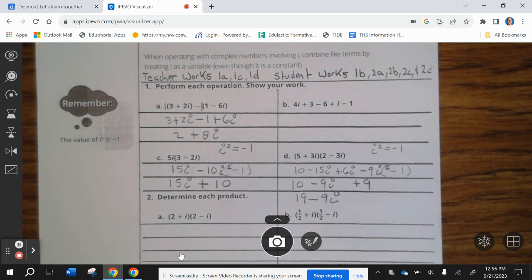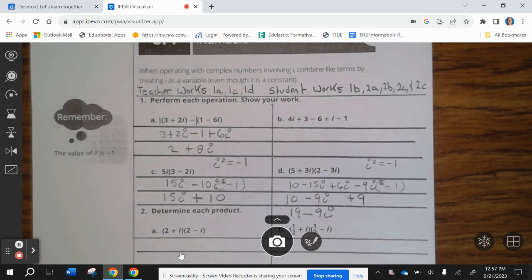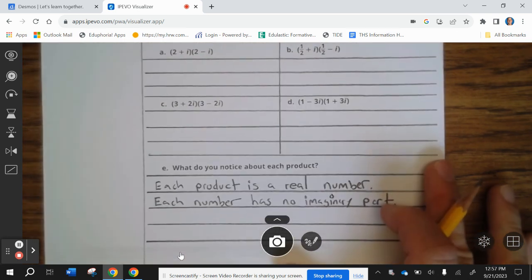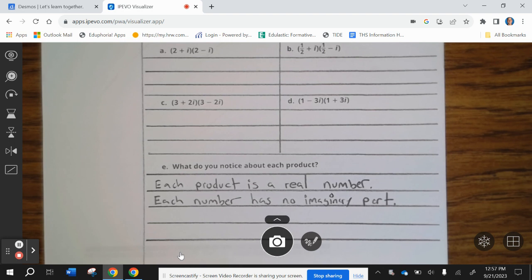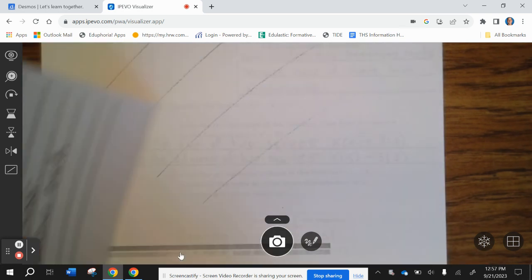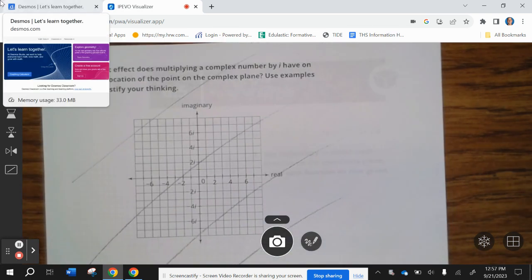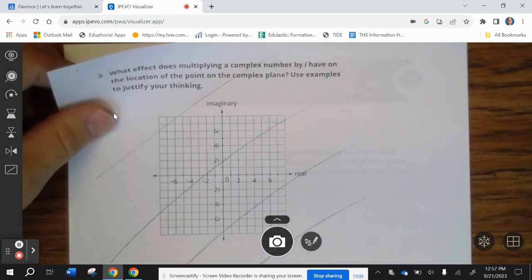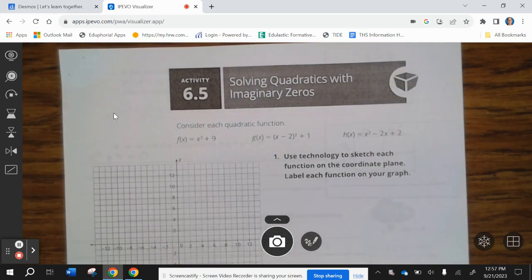Now, the student's going to work 1b, 2a, 2b, 2c, and 2d. So go ahead and do that. And then E says, what do you notice about each product? Each product is a real number. Each number has no imaginary part. All right, let's take a look at the next page. Ignore this page.